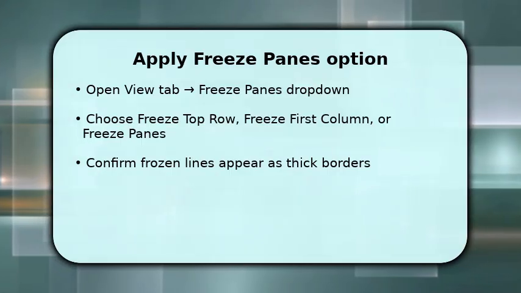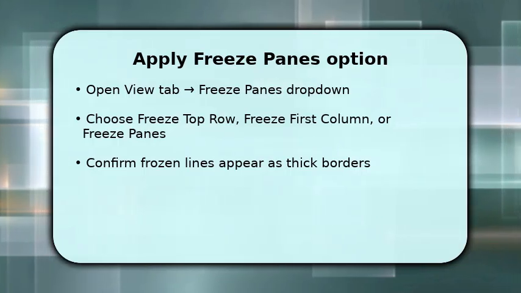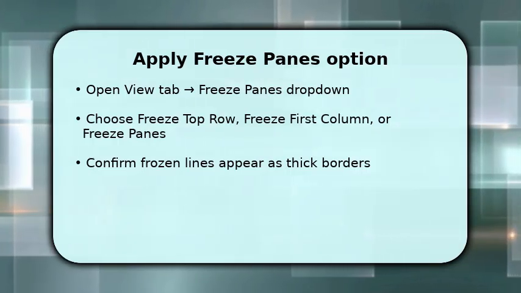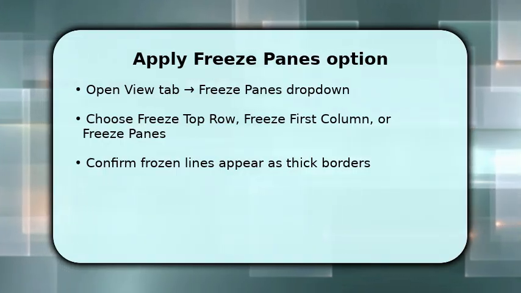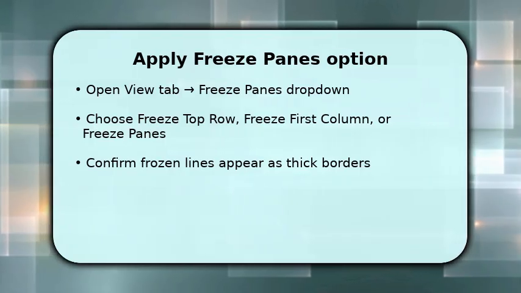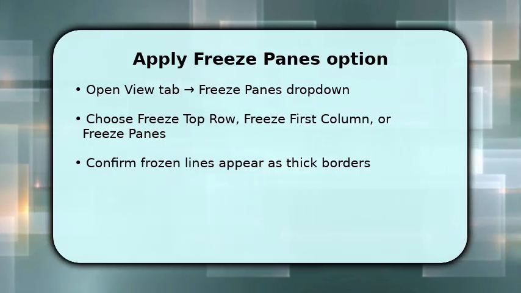If you need only the top header locked, choose Freeze Top Row. For the leftmost column, choose Freeze First Column. For a custom area, select the cell below and right of where you want the freeze, then choose Freeze panes. Excel will lock everything above and left.